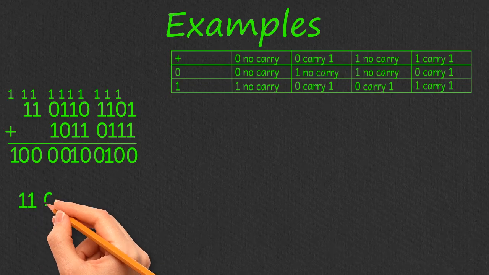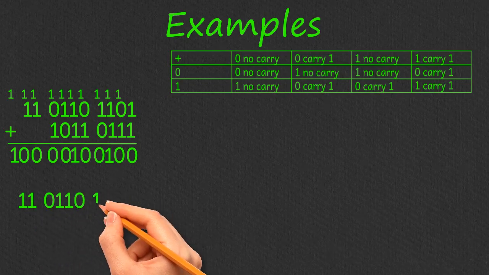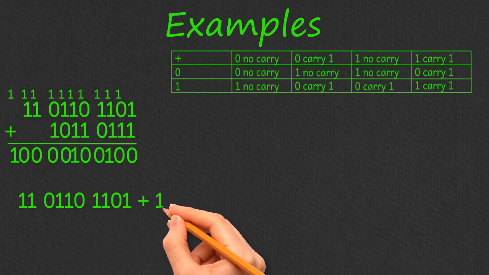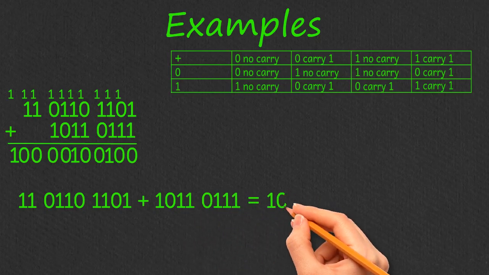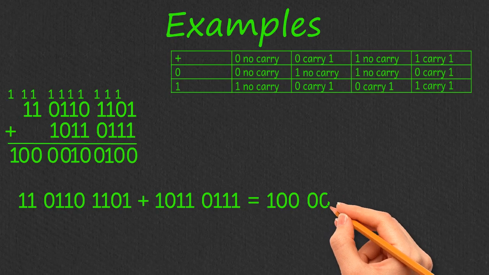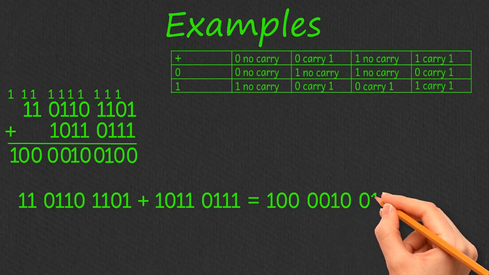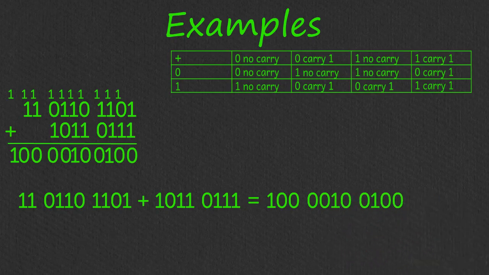The sum of 1 1 0 1 1 0 1 1 0 1 and 1 0 1 1 0 1 1 1 is 1 0 0 0 0 1 0 0 1 0 0. I hope you had been able to follow through with this last addition, where we turned up the heat a little and went quite a bit faster.